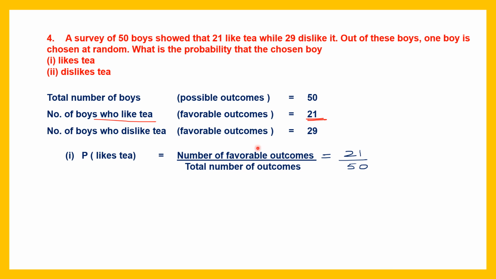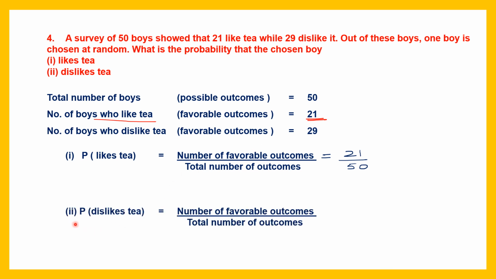Now, let's find out the next one. The probability that he dislikes tea, again we use the same formula. Number of favorable outcomes is how many boys dislike tea? 29. And what is the total number of outcomes? 50. So here also we cannot reduce it to the lowest term. So the probability that the boy dislikes tea is 29 by 50.